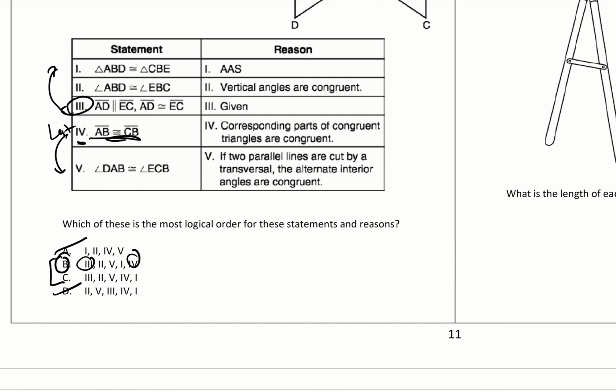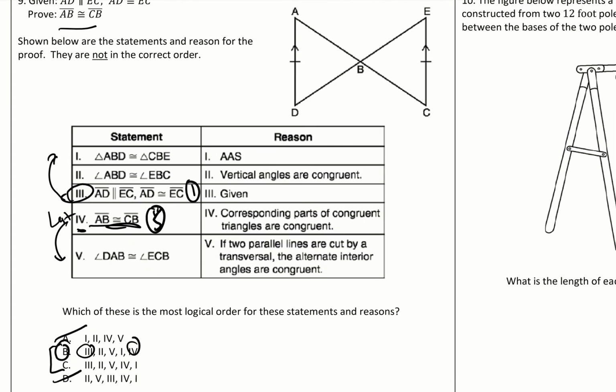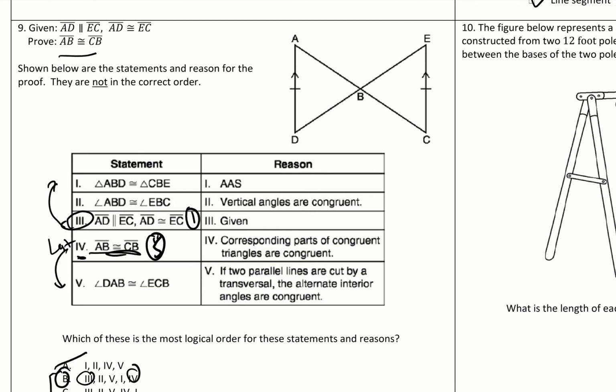So we know that that's first. There are 5 steps. This is number 5. This is number 1. The next one is, let's see here. We know that it's given. So AD is parallel, and AD is congruent to EC. So this is congruent to that. So what we want to do is we want to know that this is congruent. And so this has to be true. We need that for step 2.